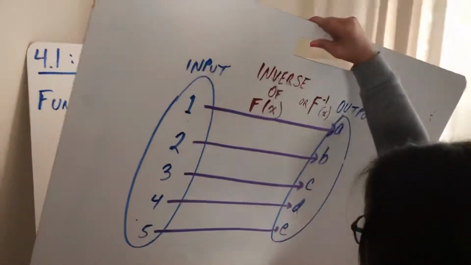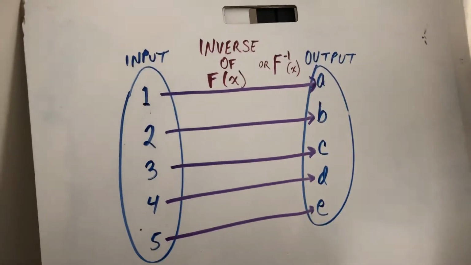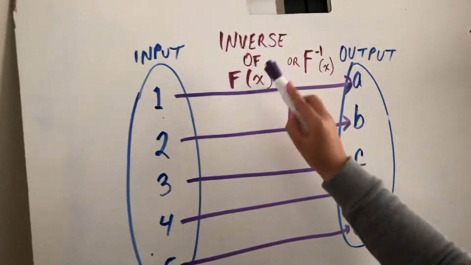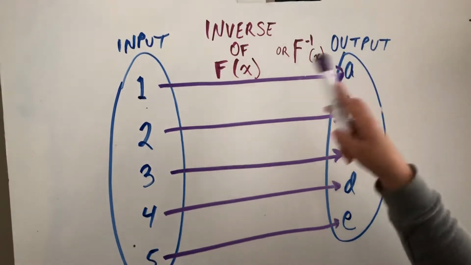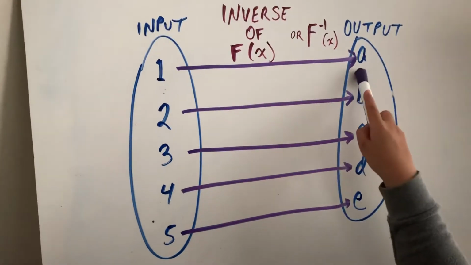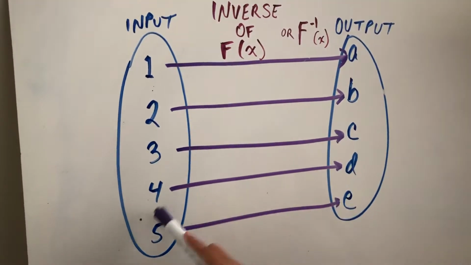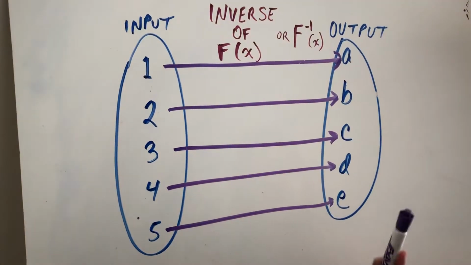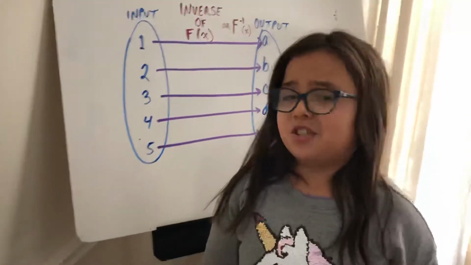Now, here's the inverse. So the inverse would just be backwards. The inverse of f of x, or f of negative 1 of x, which we call the inverse of x. Now the input is 1 and the output is A. Input 2, output B. Input 3, output C. Input 4, output D. Input 5, output E. Easy, right? It's just backwards.